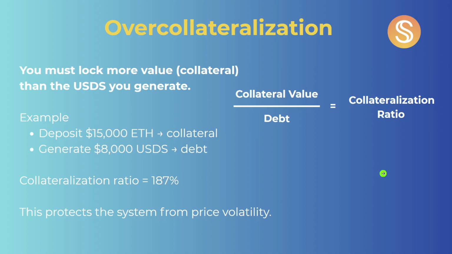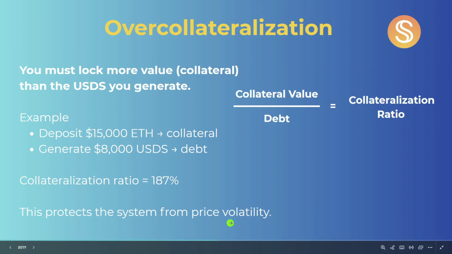What does overcollateralization mean? It means that you must lock more value, collateral, for example ETH, than the USDS that you generate. So the collateralization ratio is basically the ratio between the collateral value you provide against the debt, which is the USDS you mint. For example, if you deposit $5,000 worth of ETH, this is the collateral, and you generate, for example, $8,000 of USDS, this is the debt. Your collateralization is basically the ratio between them, and it is 187%. So this protects the system from price volatility.